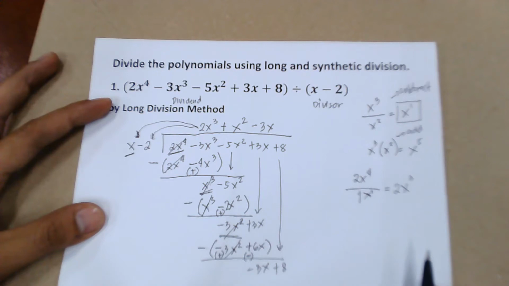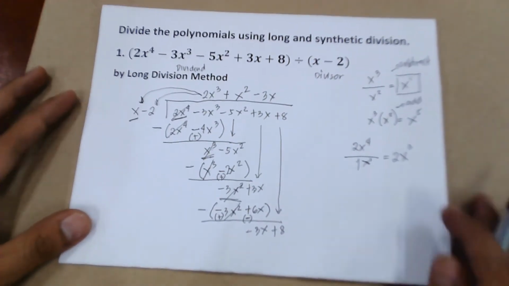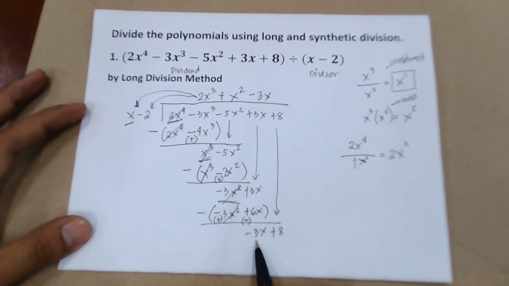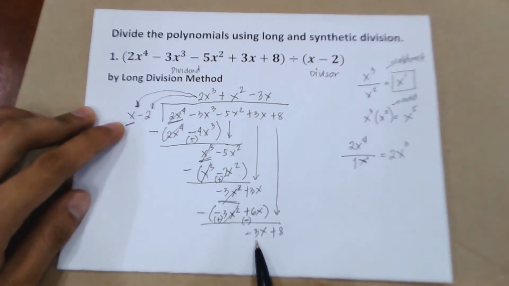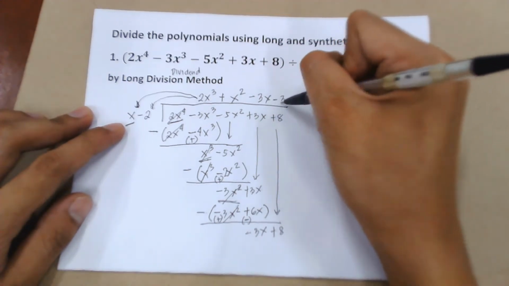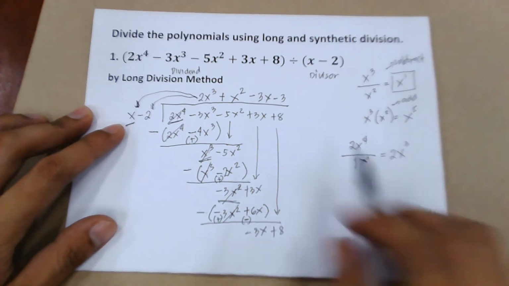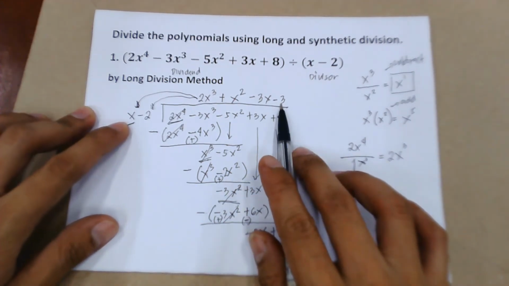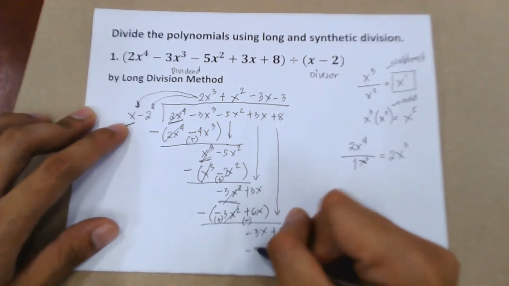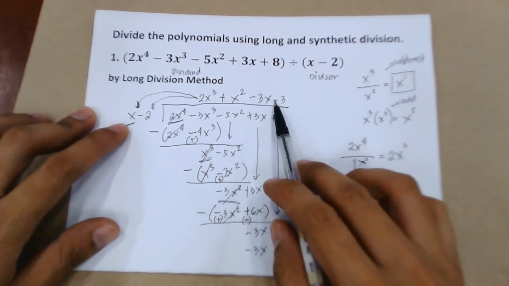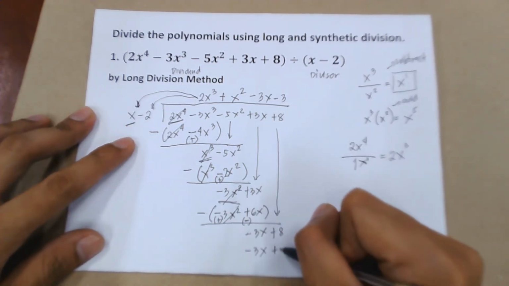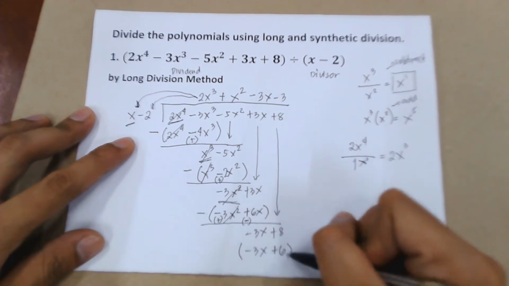The same procedure, we're going to divide negative 3x by x. Negative 3x by x, that is negative 3. So negative 3 times x, that is negative 3x. Negative 3 times negative 2, positive 6, then subtract.